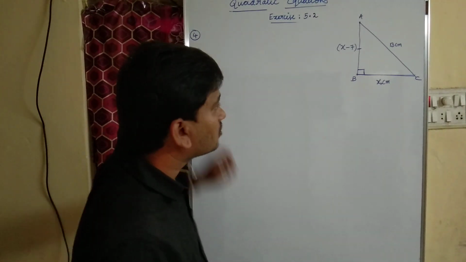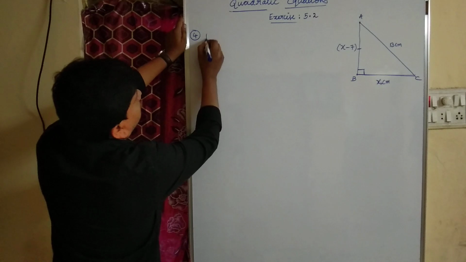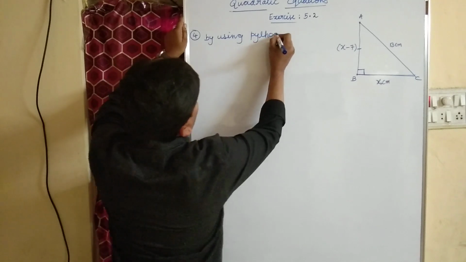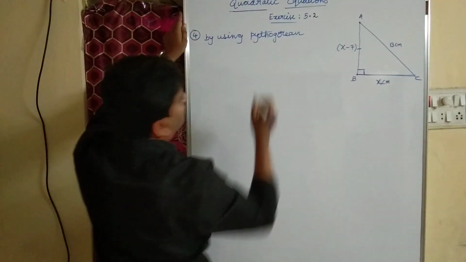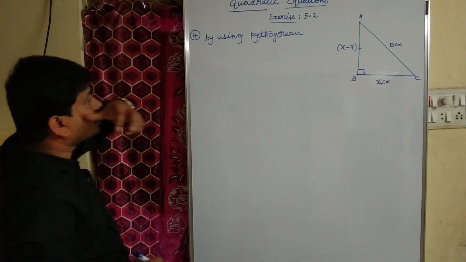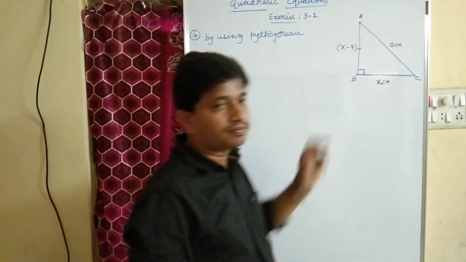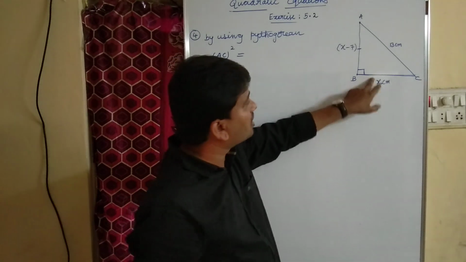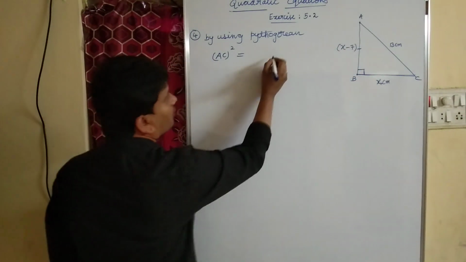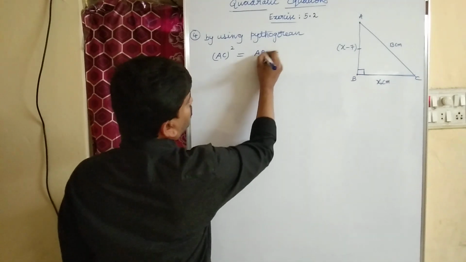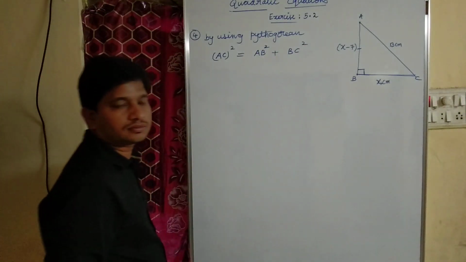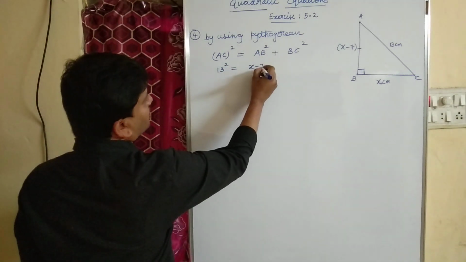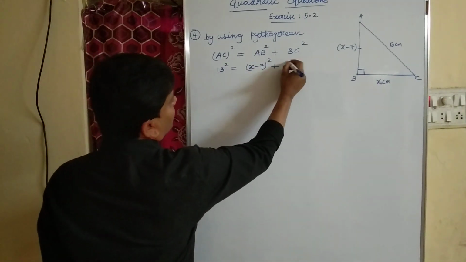As we know that by using Pythagoras theorem, what is Pythagoras theorem? Square of hypotenuse is equal to sum of the squares of the other two sides. Other two sides are AB and BC. Right? So hypotenuse is 13. So 13 square equal to AB is x minus 7 whole square and BC is x square.